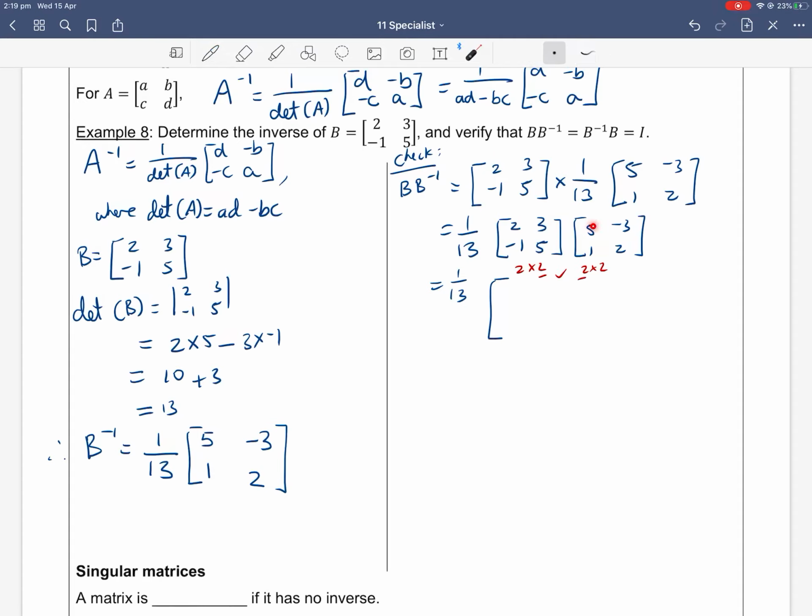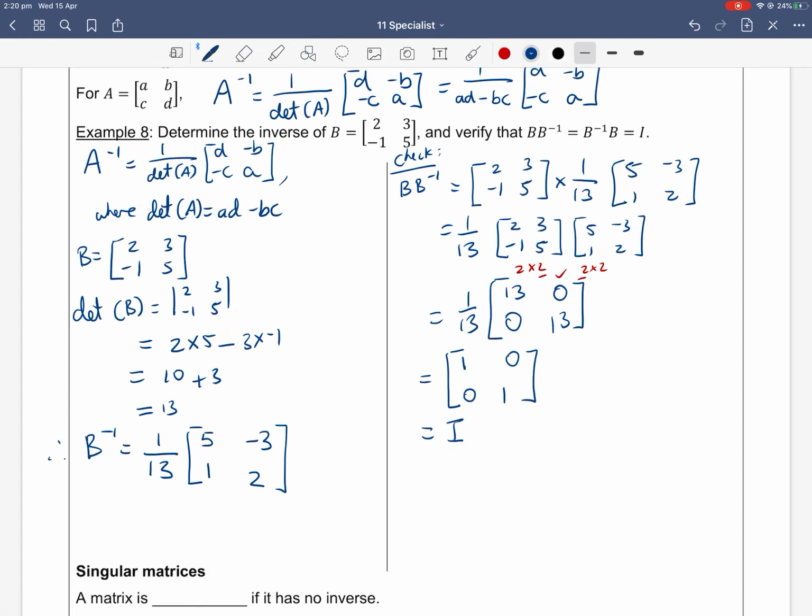Okay, so let's multiply. 2 times 5 is 10, plus 3 gives me 13. Row by column, so row 1, column 2: 2 times -3 is -6, plus 6 gives me 0. Row 2, column 1: -5 plus 5 gives me 0. And row 2, column 2: 3 plus 10 is 13. Now I multiply that 1 on 13 outside as the coefficient. Remember, if you're multiplying by a coefficient, every element inside is being multiplied by that coefficient. So 1 on 13 times 13 is 1 and 1. So there you go, B times B inverse is the identity.